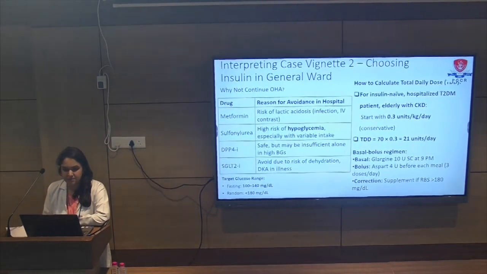This is something new which probably we have not read while we were doing MBBS, because these are new drugs, new phenomena, new complications. Thank you.